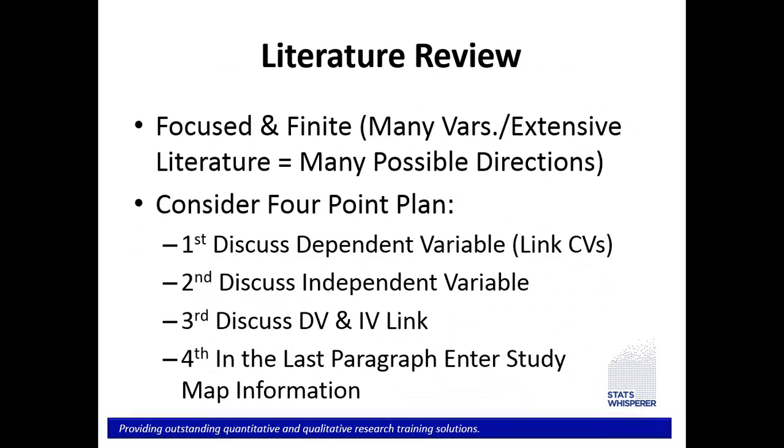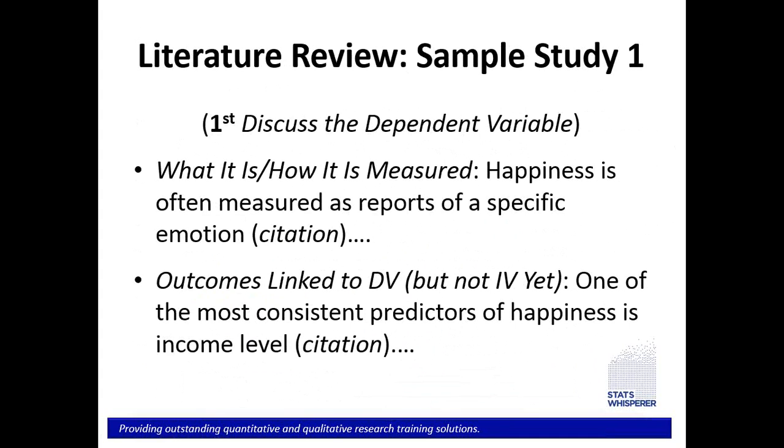Here's the plan. Consider a 4-point plan. First, discuss the dependent variable and link the covariate variables to it. Second, discuss the independent variable. Then third, discuss the dependent variable and independent variable link. And then fourth, in the last paragraph, we're going to enter the study map information, right? So the actual step 1 study map information, we'll put that to text. So this could look like this.